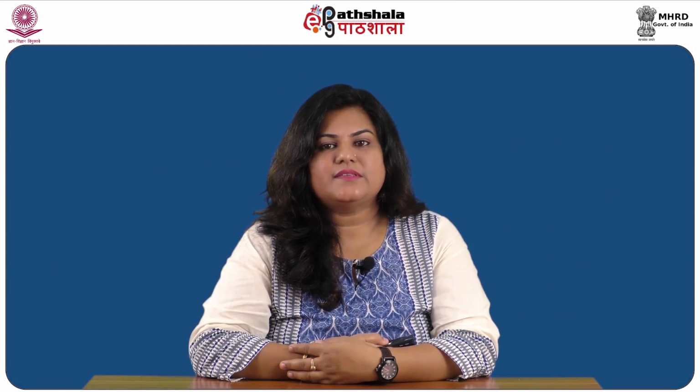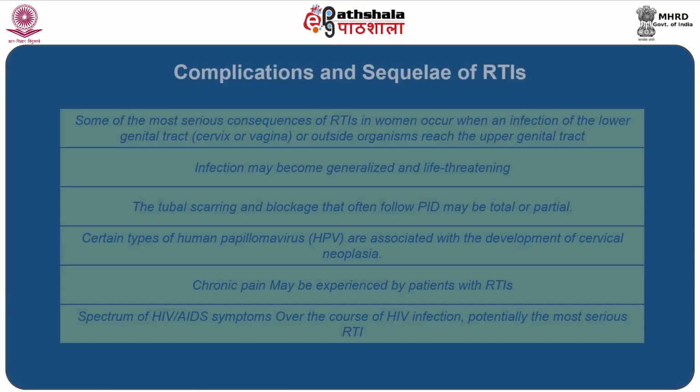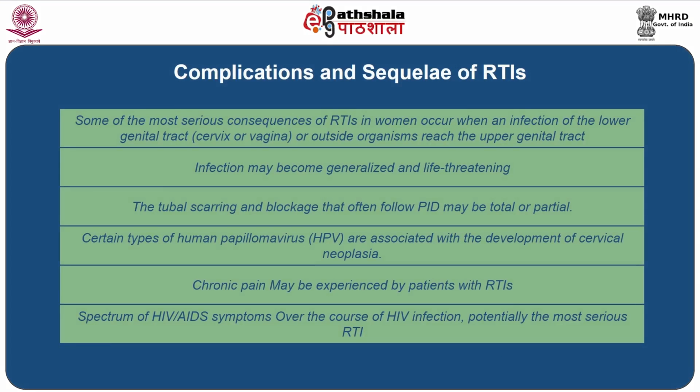Pelvic inflammatory diseases are one of the most serious consequences of RTIs in women, which occurs when an infection of the lower genital tract, that is, either from the cervix or vagina or outside organisms, reaches the upper tract, that is, the uterus, fallopian tubes, ovaries, and the surrounding structures. The infection may become generalized and life-threatening, and resulting tissue damage and scarring may cause infertility, chronic pelvic pain, and increased risk of ectopic pregnancy.